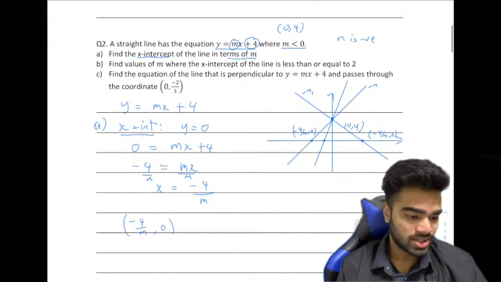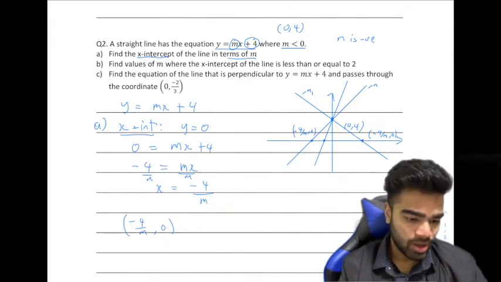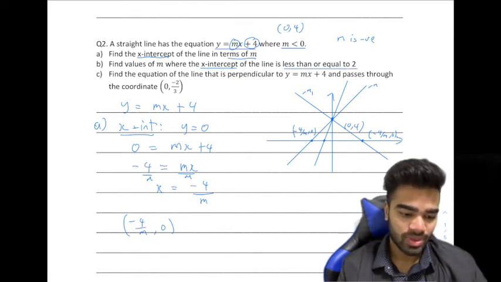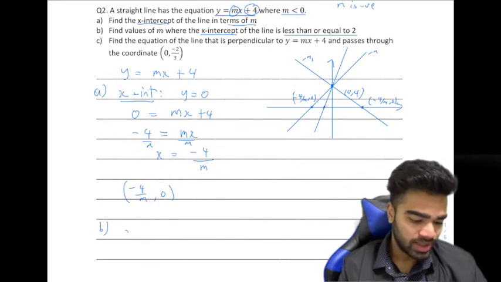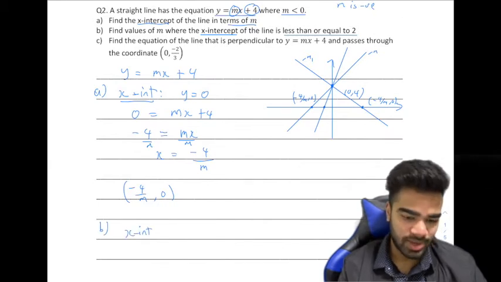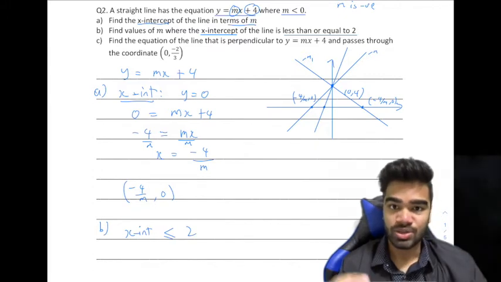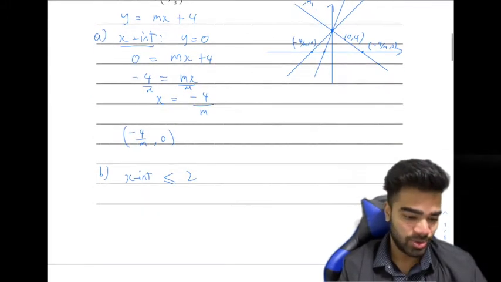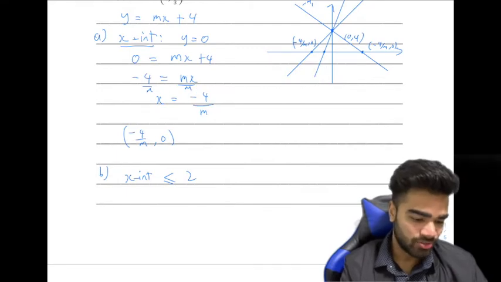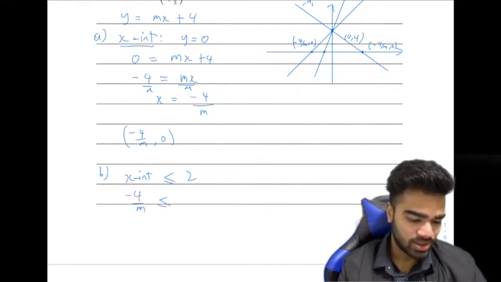All right, so let's keep going. Find the values of m where the x-intercept of the line is less than or equal to 2. So now it's saying in part B, the x-intercept has to be less than or equal to 2. So what is our x-intercept? Well, we already found in the previous question that it is -4/m. So -4/m has to be less than or equal to 2.